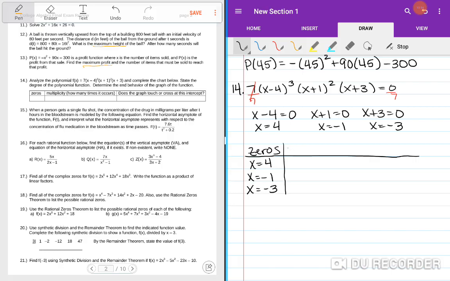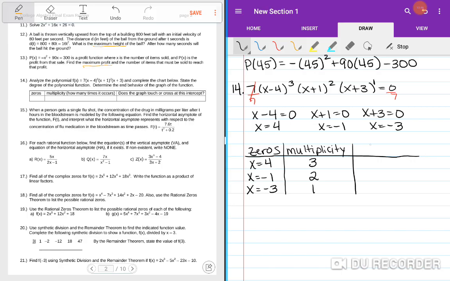The next thing is the multiplicity. So the multiplicity is that exponent there. So it's how many times does this occur as a 0? Well, this right here, the x minus 4 is to the 3rd power. That means the multiplicity is 3. For x plus 1 being to the 2nd power, that means for x equals -1, the multiplicity is 2. And for x equals -3, this exponent here is a 1, so it's a multiplicity of 1.